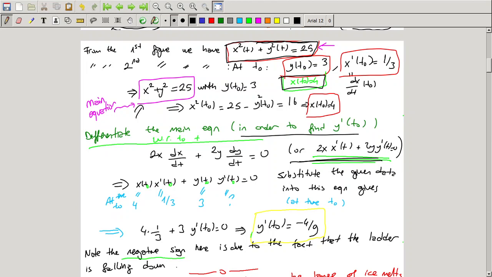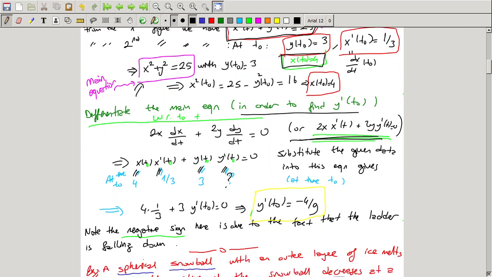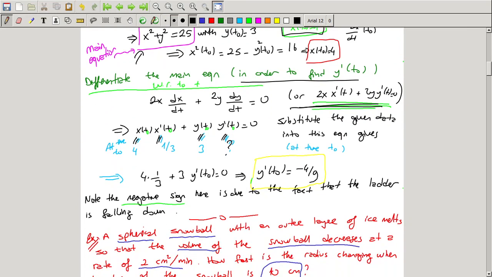And substitute the given data into this equation at time t0. It means at t0, x(t0) = 4, x'(t0) = 1/3, y(t0) = 3, and y'(t0) is asked. When you write everything in the equation, you will of course get y'(t0) equal to -4/9. Now we have to write a conclusion. This is -4/9 because it is falling down, in the negative direction. The ladder is falling down at a rate of 4/9.